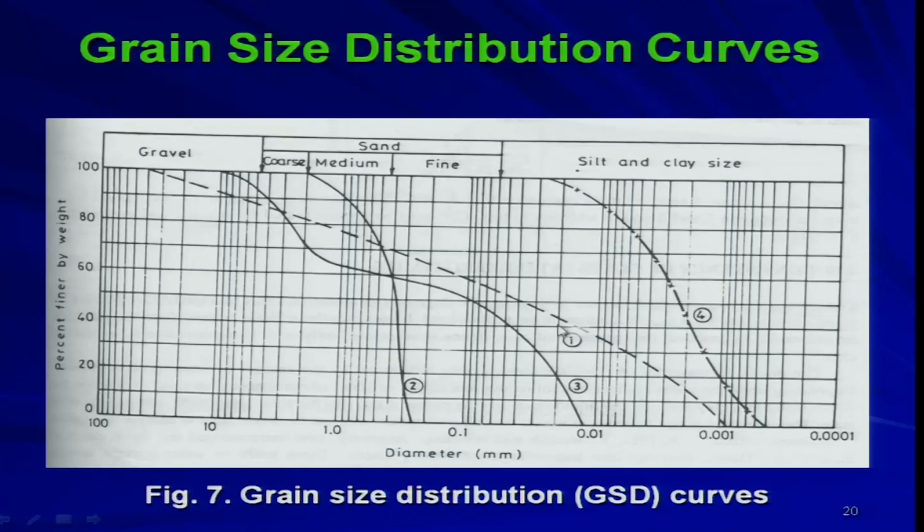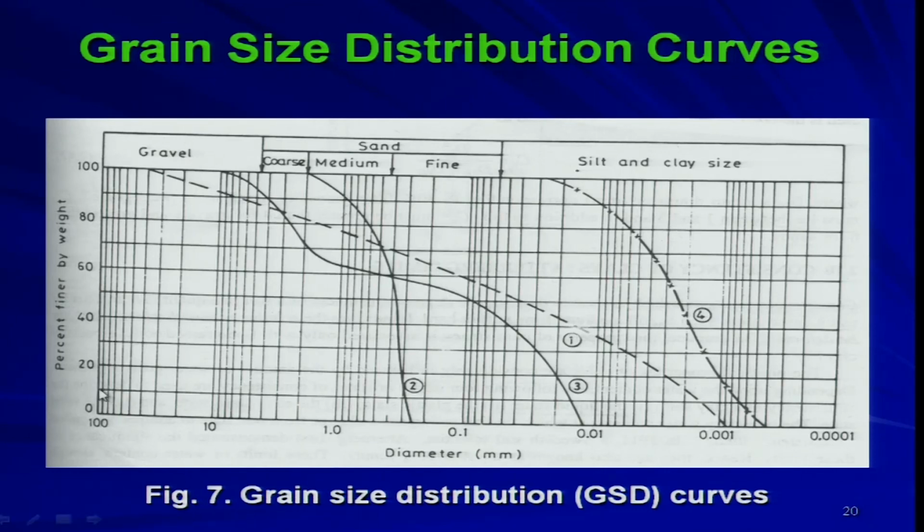So, this is the general definition. Now, what exactly does it mean from the GSD? If I look at this, this is my curve 1 for this sample, which is your well graded sample. For this well graded sample, what is my D10? Your D10 is nothing but the diameter corresponding to 10% finer.